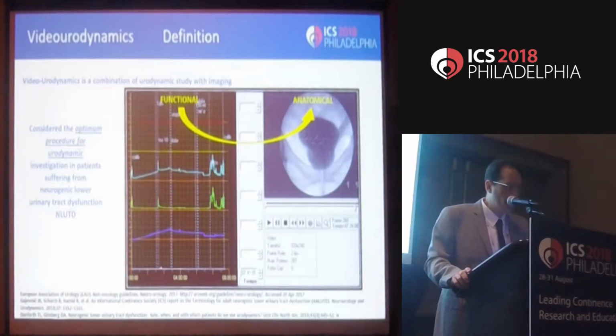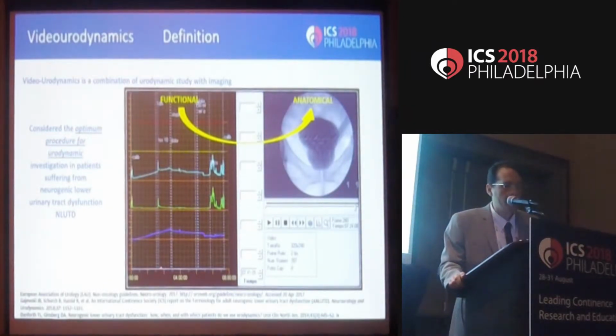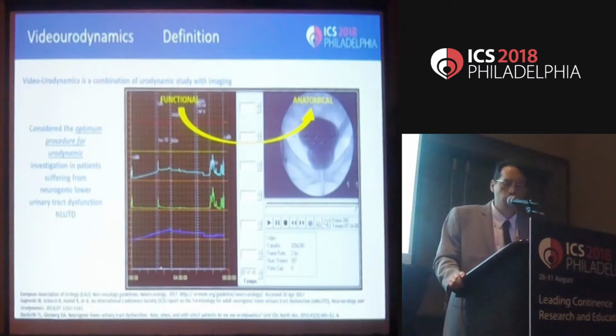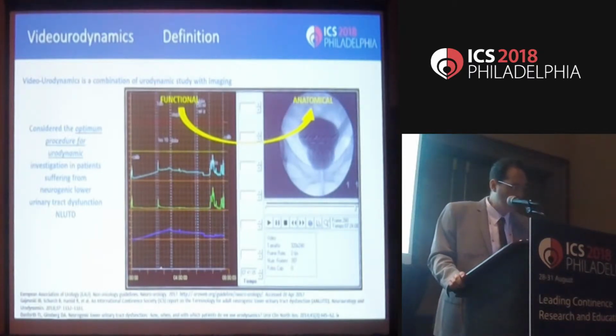Videodynamics is a combination of urodynamic study with imaging, and you get functional findings from multi-channel urodynamics and anatomical findings. This is exactly what we get, and we consider it the optimal procedure for the dynamic investigation in patients suffering from neurogenic lower urinary tract dysfunction.